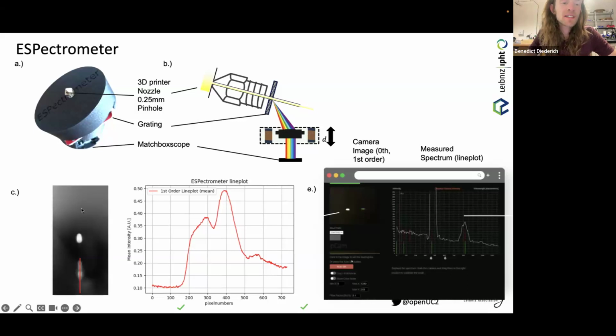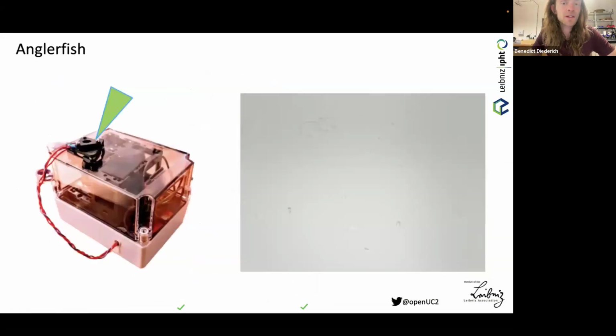And what you see here is essentially just the picture on the camera. So you would still need to calibrate the pixel numbers to the spectrum, because you wouldn't know whether this is now 450 nanometers or 600, but you may have a rough guess because LEDs usually have a certain spectrum, and then you can calibrate with that.